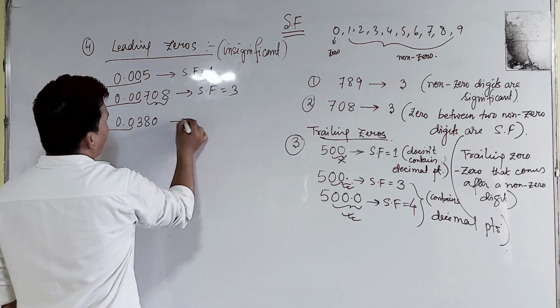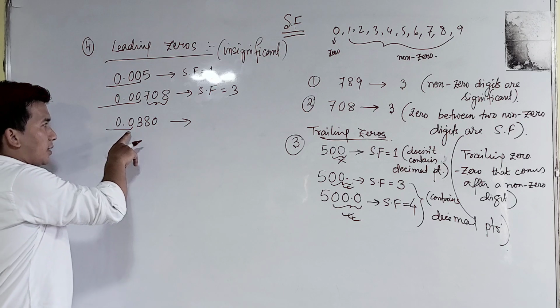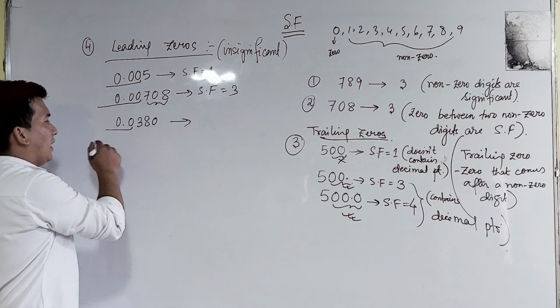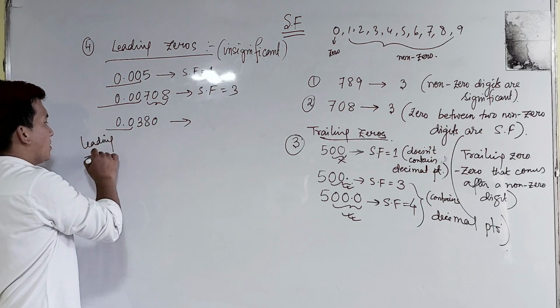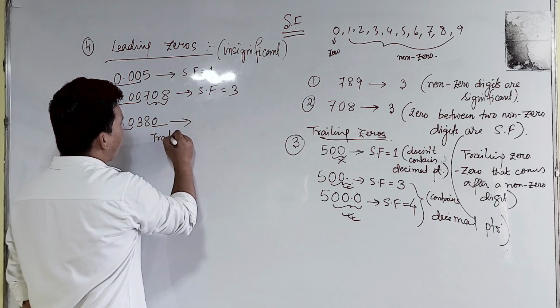And what about this one? This particular number contains a leading zero, and as well as it contains a trailing zero.